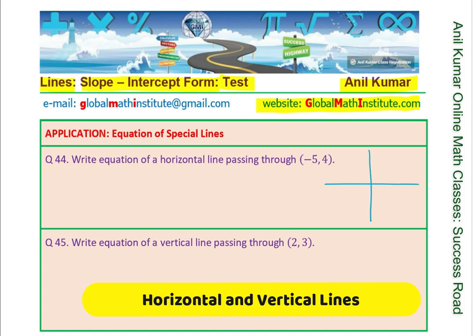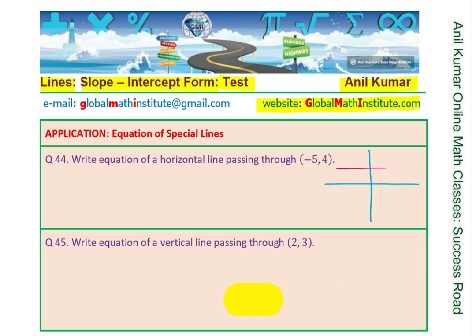When we say a horizontal line going through (-5, 4), it basically means a line something like this, right? Horizontal. And the point (-5, 4) will be, let us say, somewhere here. So that becomes the point, which has an x value of -5 and a y value of 4. Get the idea. Now you will notice that on this line the y value is constant, and therefore the equation is y equals 4. Well, the slope is 0, and so also you can get this equation.